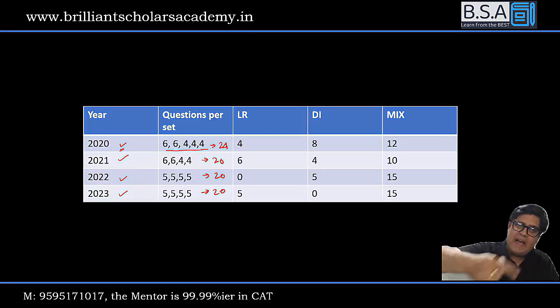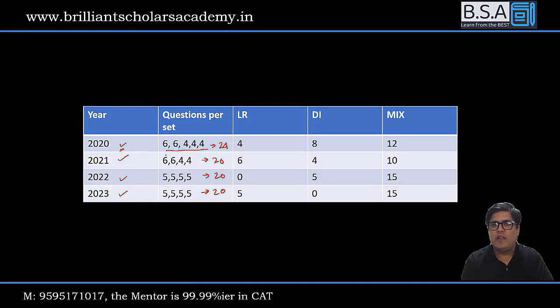And within that also, how does the pattern change? Notice there were two sets of six questions each. And there were sets of four questions. There was set of 6 questions, 6 questions, 4 questions, 4 questions. So a lot of students deliberately tried to solve sets with more questions. Because what happens in LRDI is, once you understand the data, you are usually in a position to solve all questions within that set. Data समझ में आने के बाद.